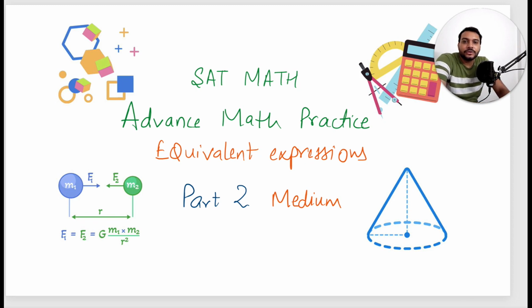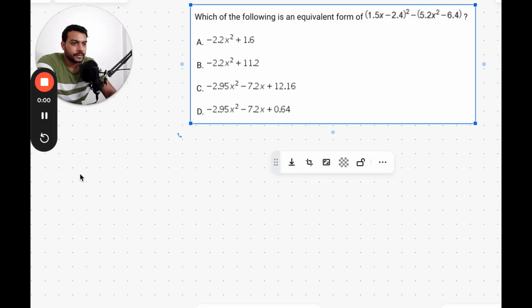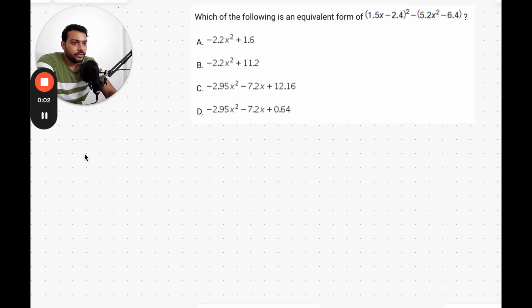Okay, so let's look at the first question for the day. And like I've always said, whenever you see a new question, try it out first and then only look at our solution. Okay. So which of the following is an equivalent form of (1.5x - 2.4)² - (5.2x² - 6.4)? So upon first look, the numbers definitely don't look so friendly.